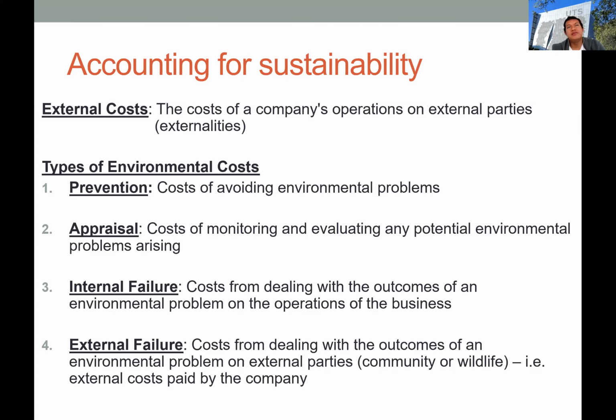For example, if the company is running a mining site in a community area, the community around the mining site will be impacted, and they may bear some social costs because of this mining activity. This kind of cost is really difficult for the company to measure, and typically it's not reported in the company's balance sheet or profit and loss. So the main characteristic of external costs is that these costs are not reported in the financial statements.